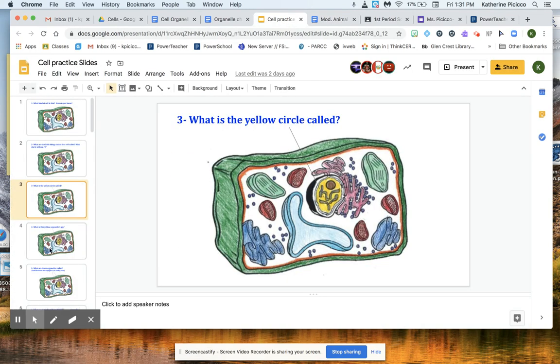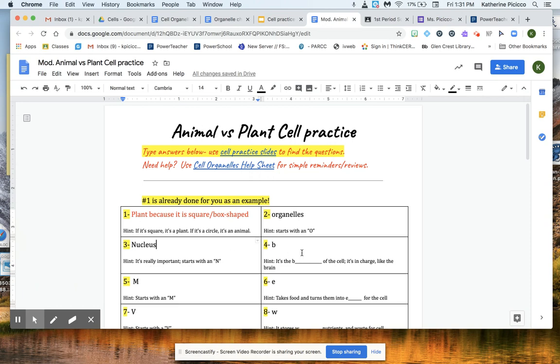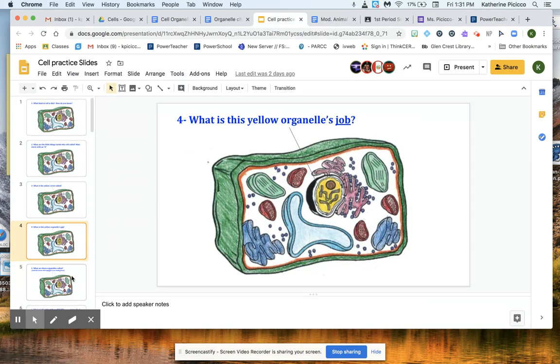All right, next part. What is this yellow organelle's job? Well, the job of the nucleus works a lot like our brain. Our brain's job is to be in control of our body, right? The nucleus is to be in control of the cell. So we call it the boss. It's kind of like the principal of the school or the teacher of the classroom. So let's put, the hint is it's the boss. Or you could say brain. Either one would work. Okay, next slide, number five.